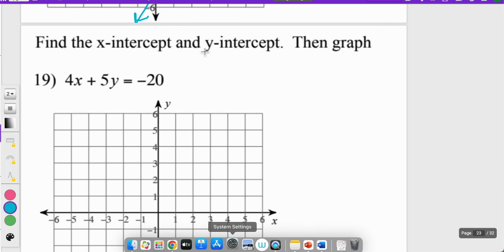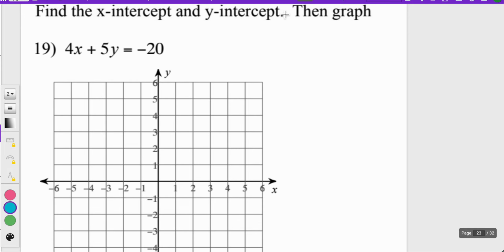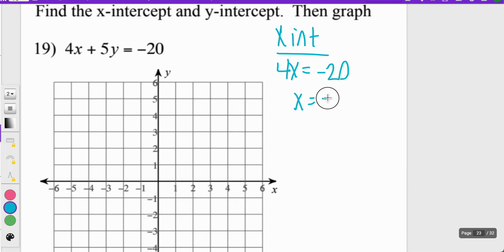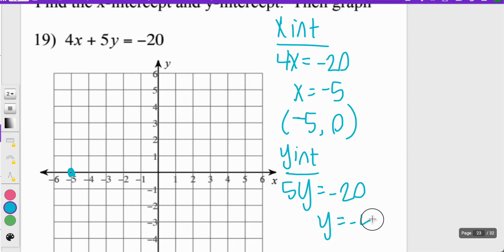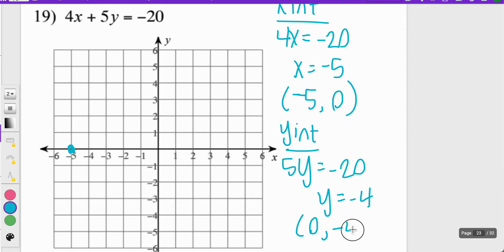Okay, 19, still finding the same things here. So x-intercept, keep the x. So 4x is equal to negative 20. That means x is equal to negative 5. So negative 5, comma 0, which is here on the left x-axis. And then for your y-intercept, keep the y. So 5y is equal to negative 20, or y is equal to negative 4. So that point is 0, comma negative 4, which will be down here. This one creates a negative slope.